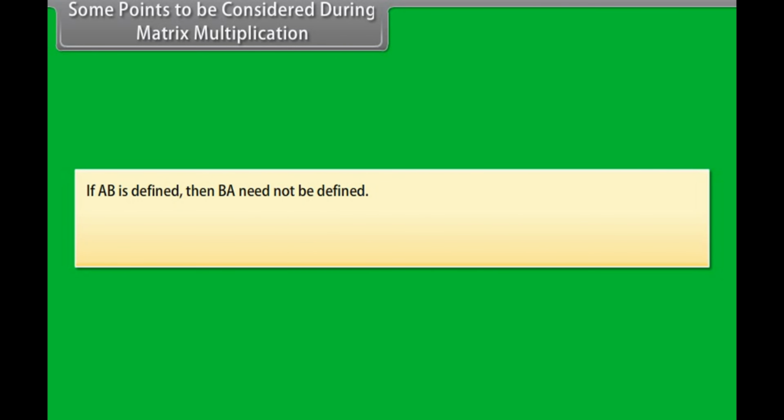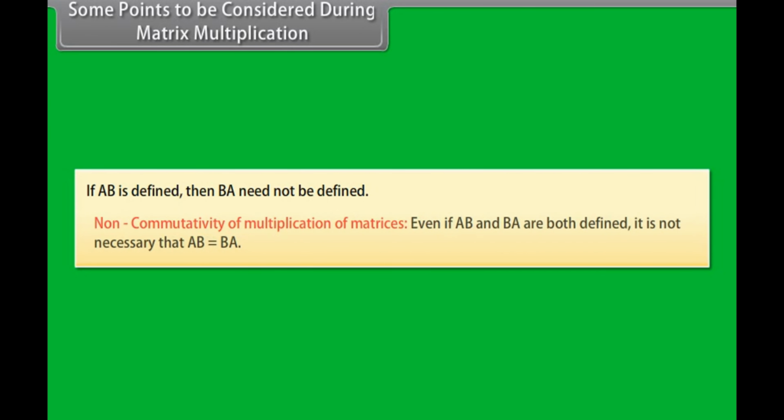Some points to be considered during matrix multiplication. If AB is defined, then BA need not be defined. Non-commutativity of multiplication of matrices: even if AB and BA are both defined, it is not necessary that AB is equal to BA. Properties of multiplication of matrices.